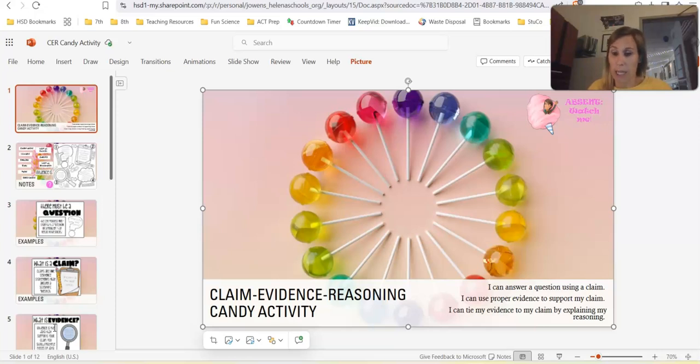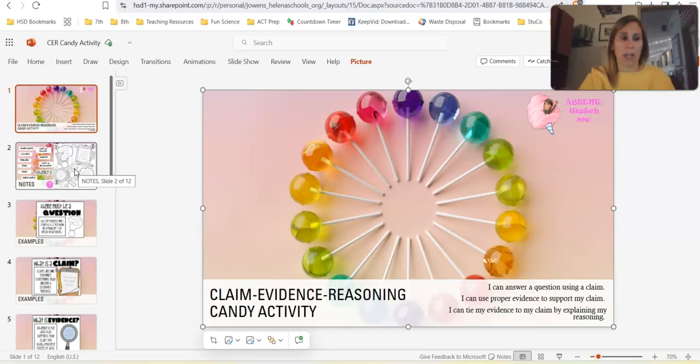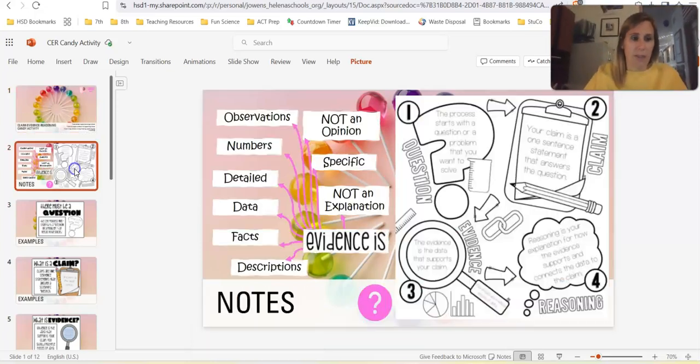Your learning targets for today: I can answer a question using a claim, I can use proper evidence to support my claim, and I can tie my evidence to my claim by explaining my reasoning. So we use claim, evidence, and reasoning in science to take a look at our data, answer a question, and then use that data to draw conclusions about the question we're answering. We're going to go over some examples before you get started.